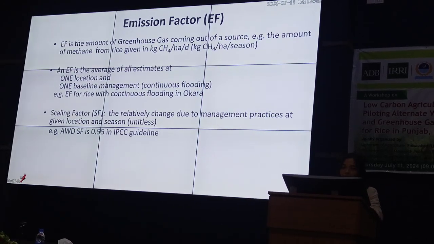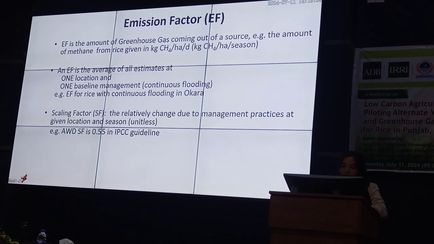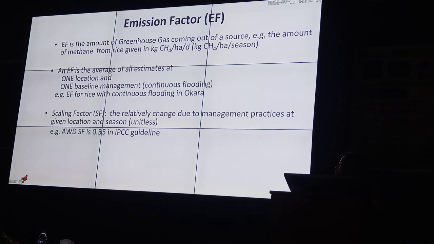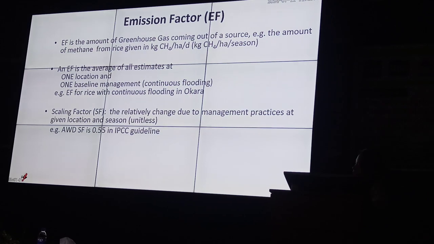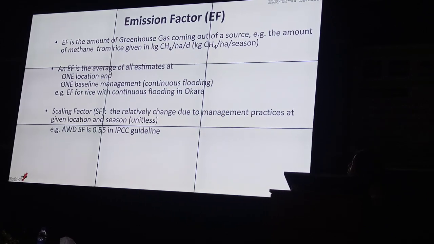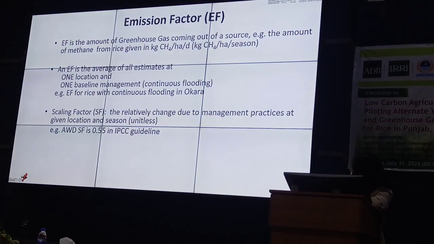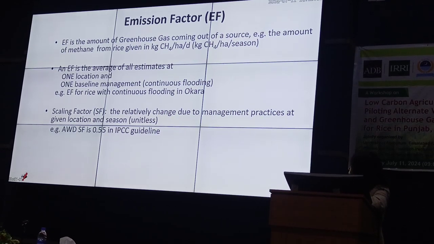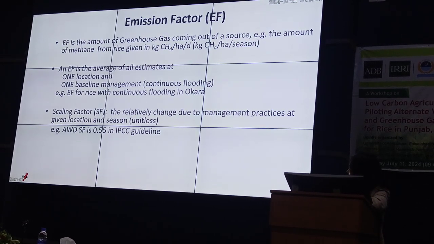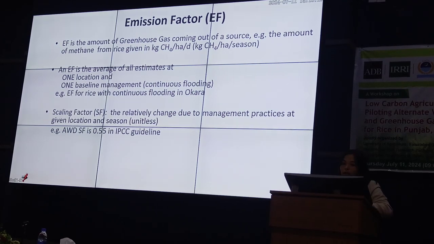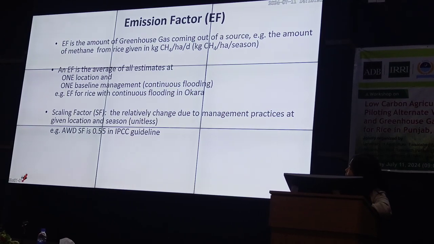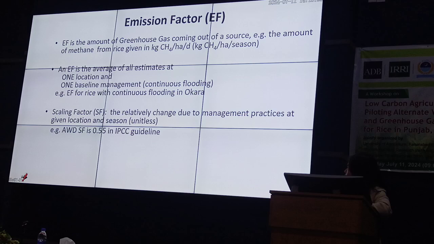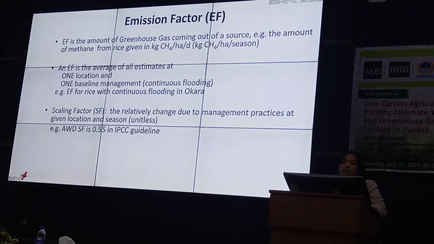So we talk about emission factors. What is an emission factor? An emission factor is the amount of greenhouse gas emissions coming out of a source. For example, the amount of methane from rice production given in a unit of kilogram methane per hectare per day or kilogram per hectare per season.